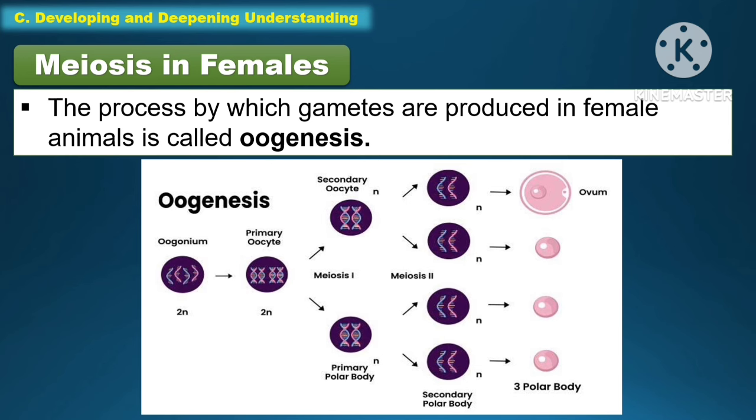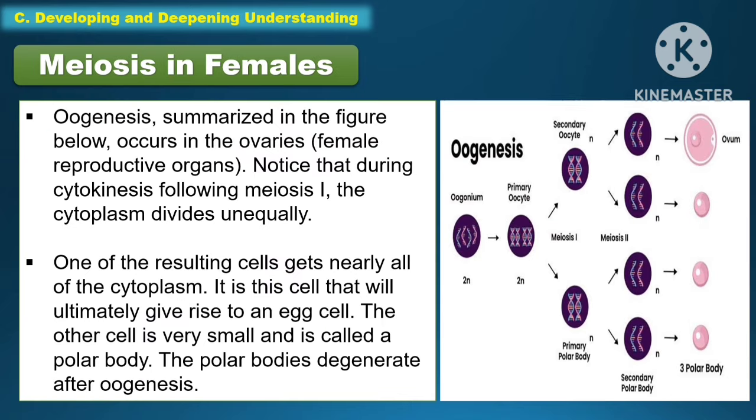The process by which gametes are produced in female animals is called oogenesis. Oogenesis is summarized in the figure. It occurs in the ovaries or the female reproductive organs.